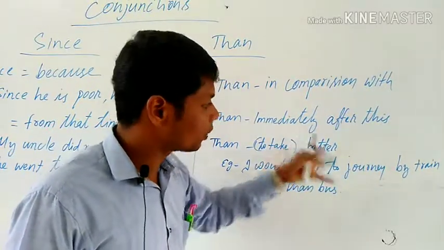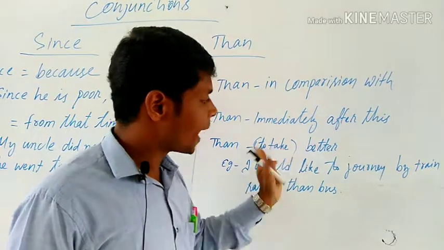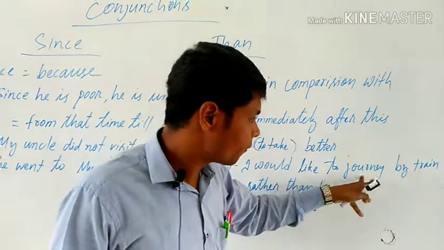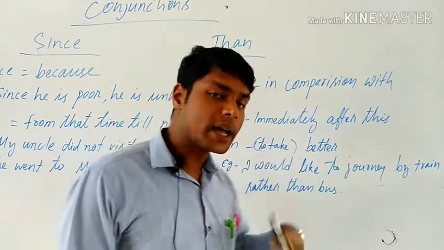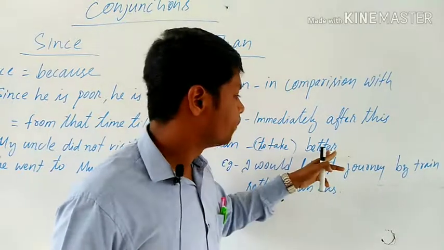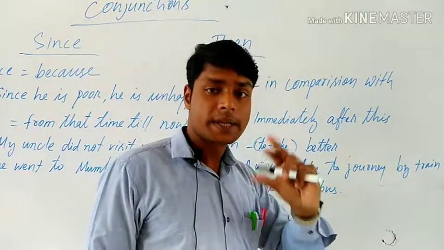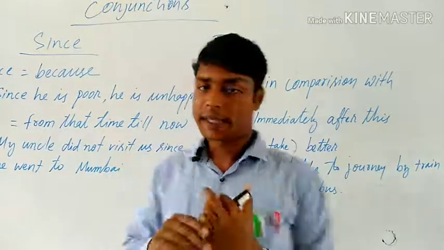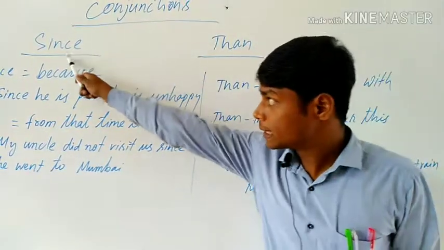That means I would like to journey, or I would like to eat, or I would like to drink coffee rather than tea. That means I like coffee better than tea. So here than means better. When we feel something is better, at that time we can use than. These are the uses of the conjunctions since and than.